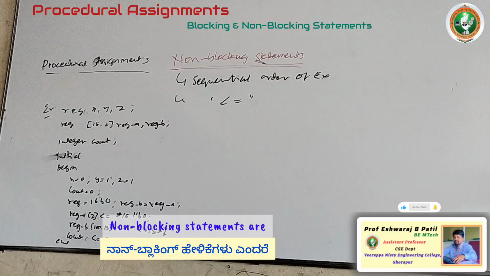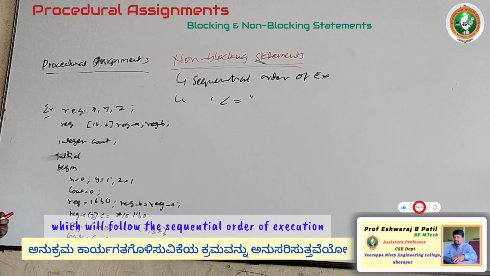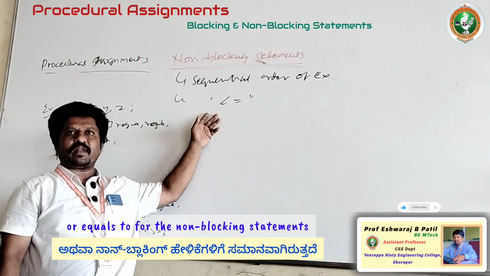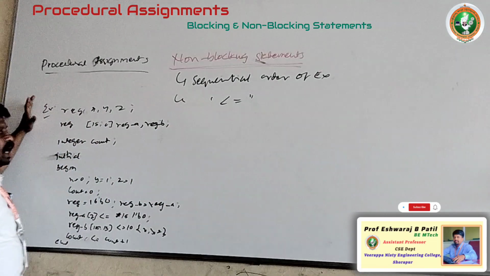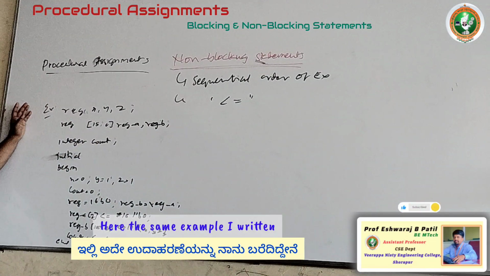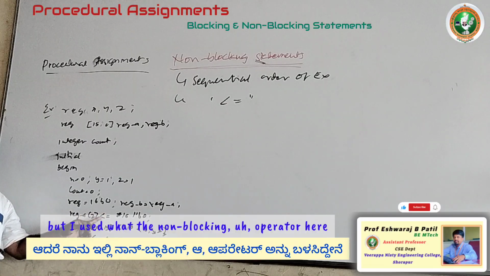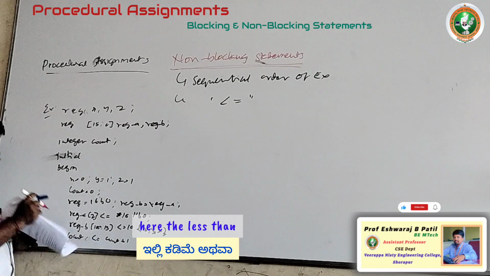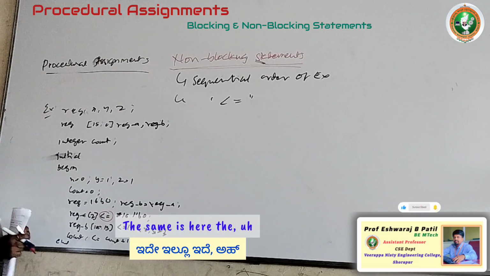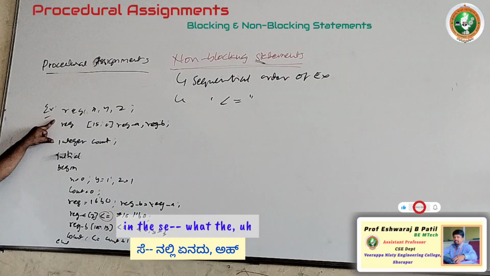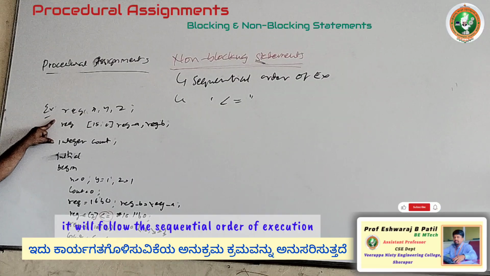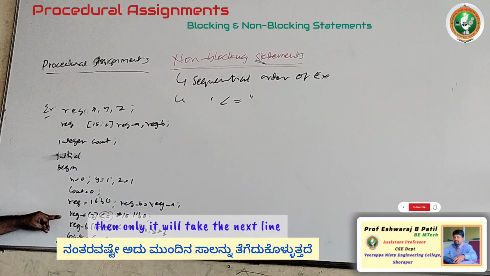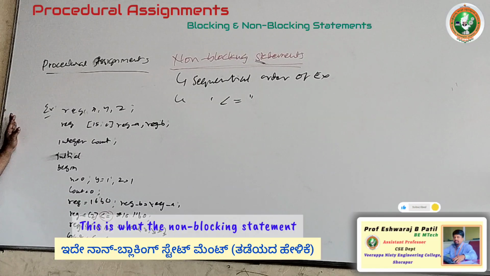Non-blocking statements are procedural statements which follow the sequential order of execution, and the operator we use for them is less than or equals to. Here I have one example. I wrote the same example, but used the non-blocking operator, less than or equals to. It follows the sequential order of execution, which means it executes the first line, and only then takes the next line. This is the non-blocking statement.